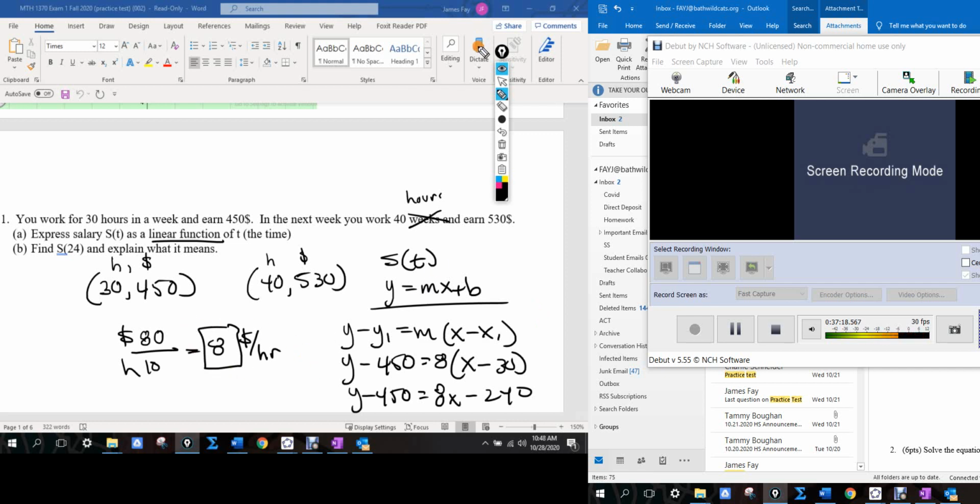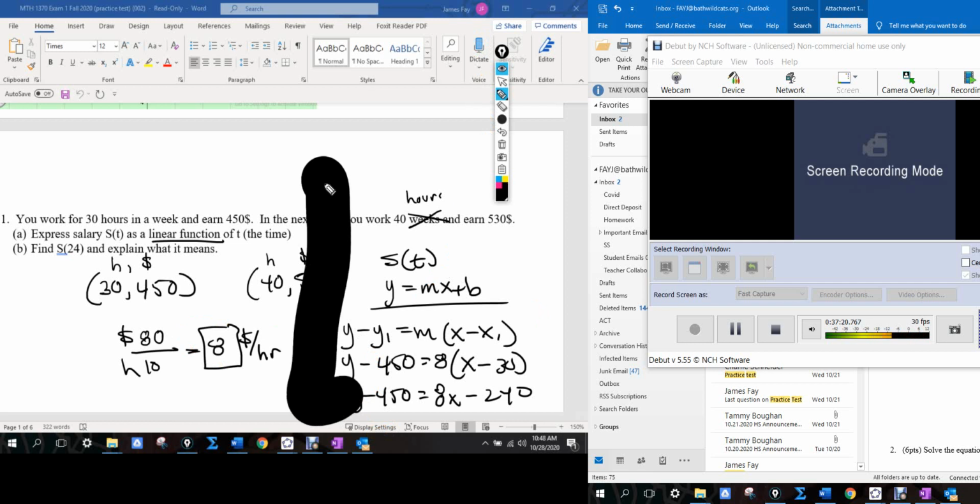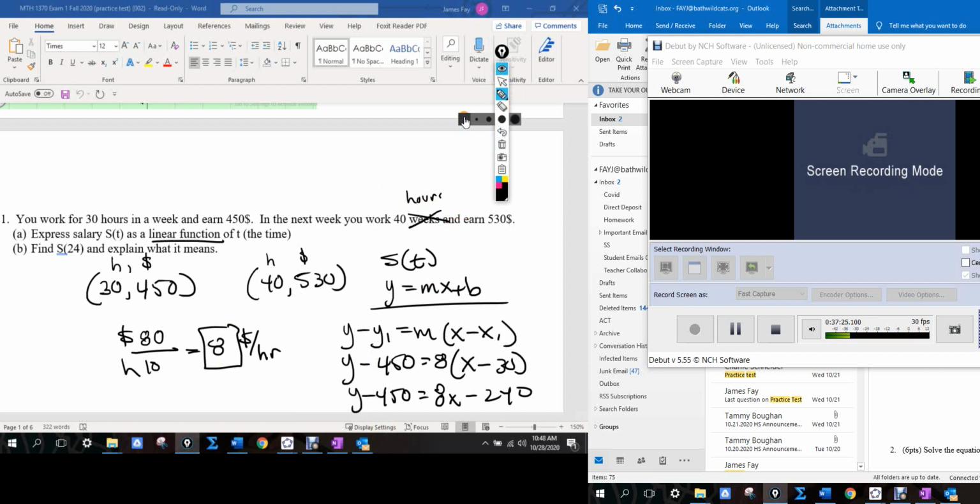Okay. I've just run out of room here. So, whoa. There we go. So if I add 450, what's that give me? 210. So y equals 8x plus 210, right?